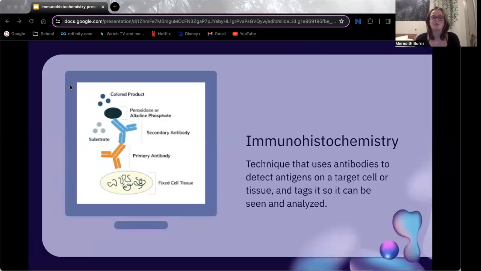Now that we have some background information, let's talk about immunohistochemistry, which is a scientific technique that uses antibodies to detect antigens on a target cell or tissue and tags it so that it can be seen and analyzed. As you can tell from the picture, there's a tissue that they want to analyze. Then there's a primary antibody that is attached to the target antigen on that tissue. Then, attached to the primary antibody, there is a secondary antibody that is connected to an enzyme that uses its substrate to make a colored product so that it can be seen for imaging. Although in this example, there is an enzyme that is being used to make the colored product, that is not always the case, but we'll talk about that later.